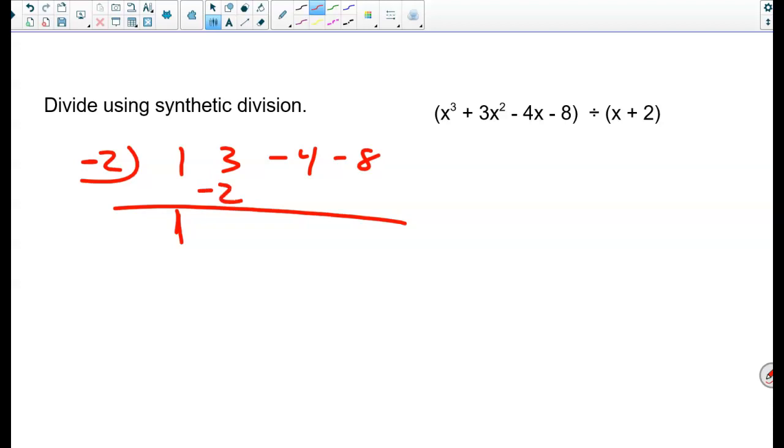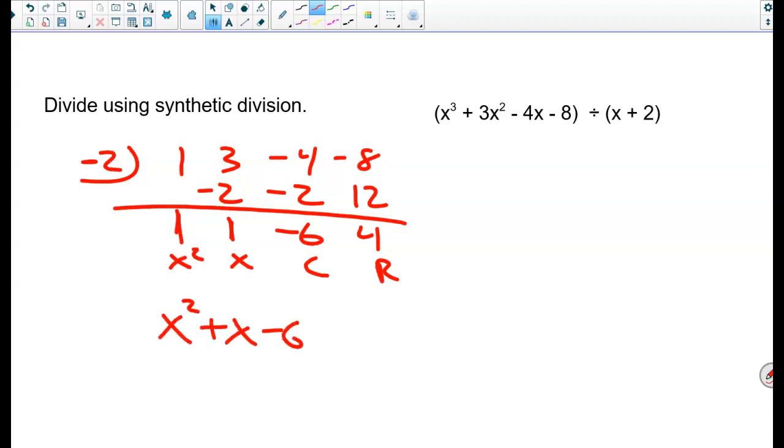1 times negative 2 is negative 2. 3 and negative 2 is 1. 1 times negative 2 is negative 2. Negative 4 and negative 2 is negative 6. Negative 6 times negative 2 is 12. Negative 8 and 12 is 4. Remainder constant, x squared. So my answer is x squared plus x minus 6 plus 4 over x plus 2.